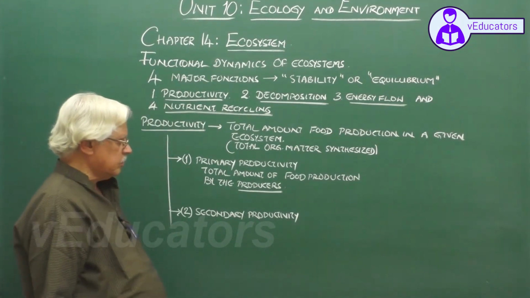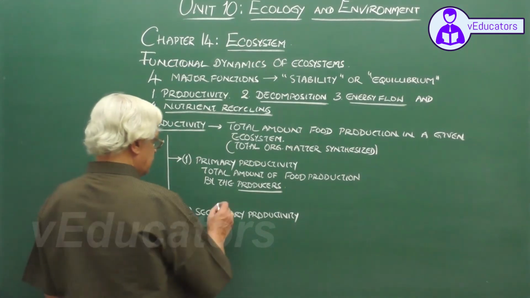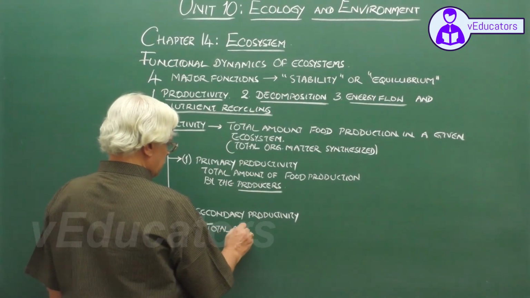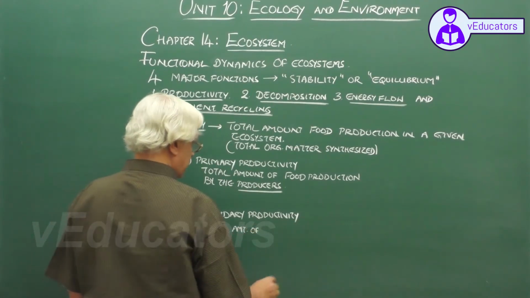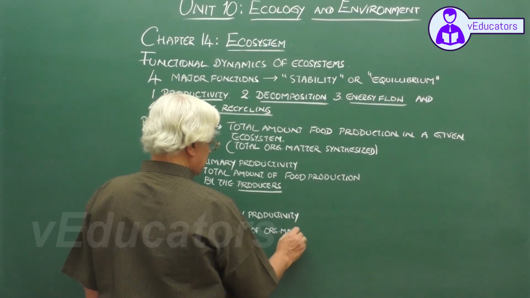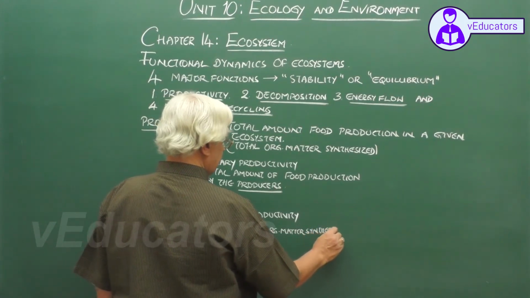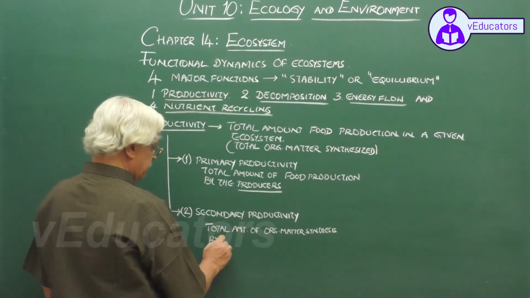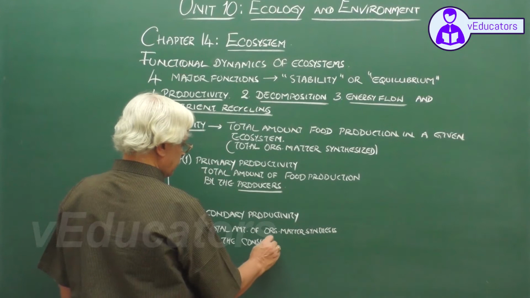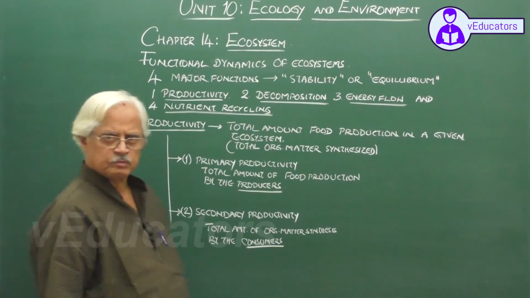organic matter converted at the level of producers, and secondary productivity is the total amount of food production or organic matter synthesis at the level of consumers. At the level of consumers.